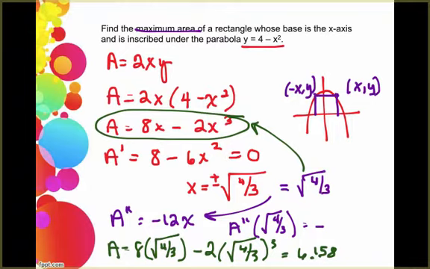And then since I don't have units on this, all I know is that my area would be units squared. And that should be the maximum area that I can have if I inscribe a rectangle underneath the parabola 4 minus x squared.